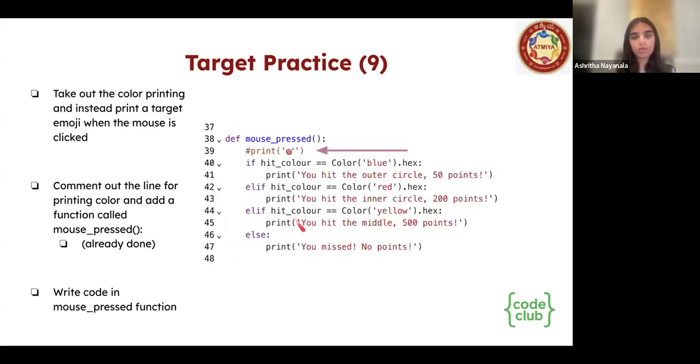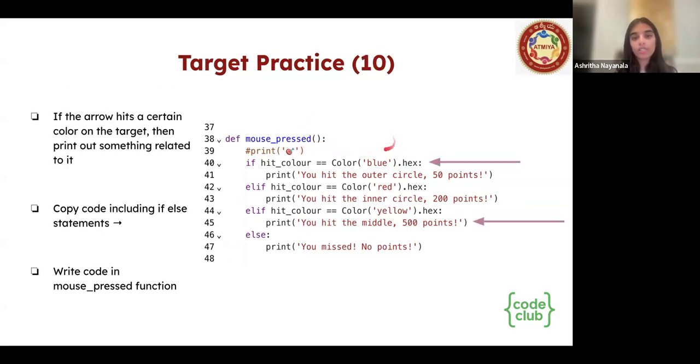And this is what the code looks like if you press the mouse. When I press the mouse, it got the code for the arrow. In the same way, if you press the mouse, depending on what color it hits, it'll say how many points I got. So if I hit the blue, which is the outer circle, I would only get 50 points. If I hit red, which is the closer one, I will get 200. And if I hit yellow, which is the middle one, I would get 500. And if I didn't get any of these colors, if I didn't even hit the target, I would get no points. So that means else.